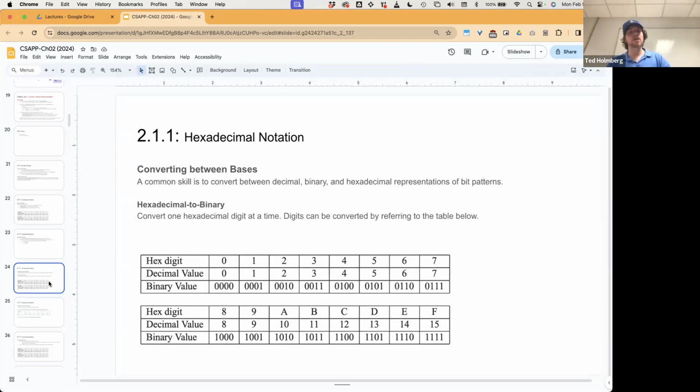Now, did y'all do a lot of time converting between the bases inside? Perfect.